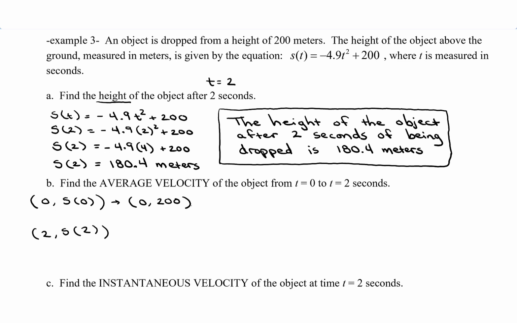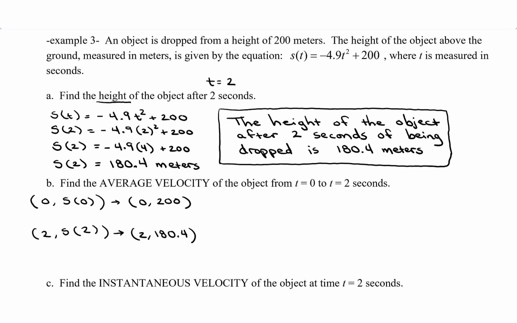So 0, 200. I would come up with this y coordinate if I were to substitute 0 into my position function. So s of 0 is equal to negative 4.9 times 0 squared plus 200, which will just be equal to 200. For my second ordered pair, 2, s of 2, I'm going to go ahead and draw an arrow pointing to the right of that ordered pair, and I'm going to write down this ordered pair as 2, 180.4, and I got this value for this y coordinate in part A when it asked for the height of the object after 2 seconds of being dropped.